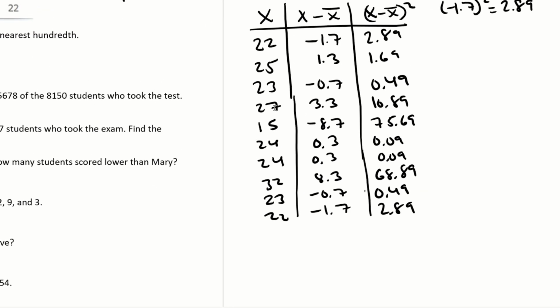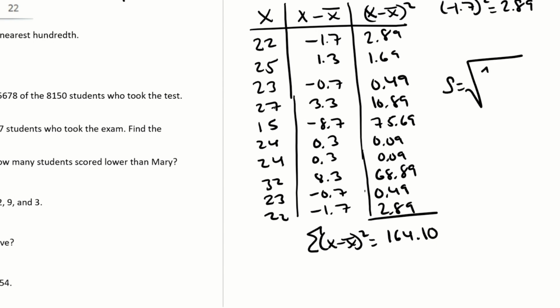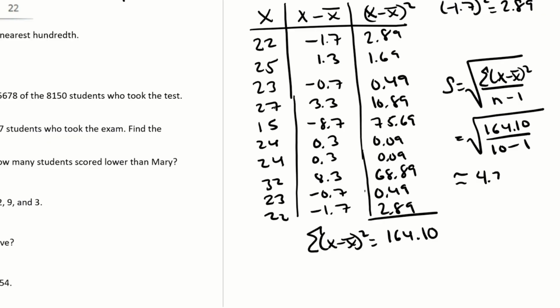So now we're going to add the last column, which is the sum of the squared deviations. So we get 164.110. All right, so our standard deviation equals the square root of the sum of the squared deviations over n minus 1. So we got the square root of 164.10 divided by, we have 10 numbers minus 1. And you get about 4.27 on the calculator.